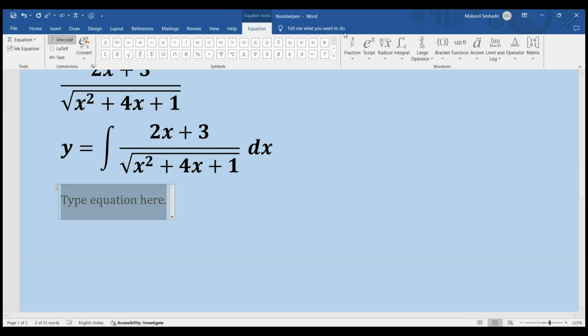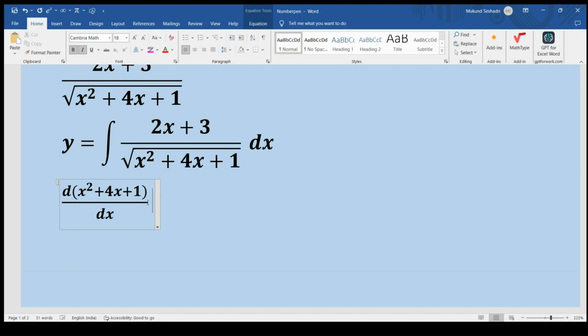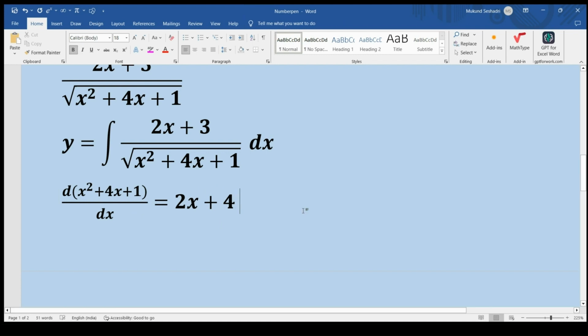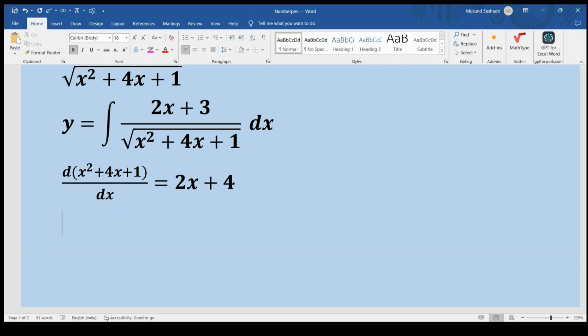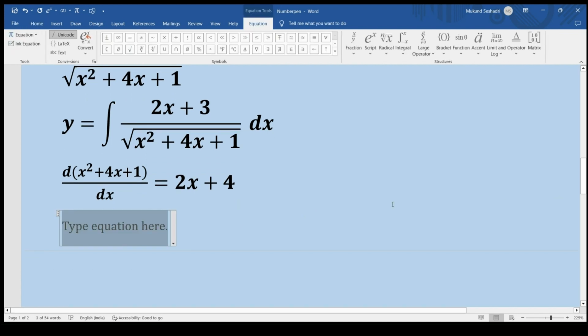Before that, let me write down what is my d by dx. D by dx of x squared plus 4x plus 1, I apply the sum rule of differentiation. D by dx of x squared is 2x and d by dx of 4x is 4, right? And then my d by dx of 1 is a 0, right? So this is what we get, a 2x plus 4, right? Now I have a 2x plus 3 in the numerator.